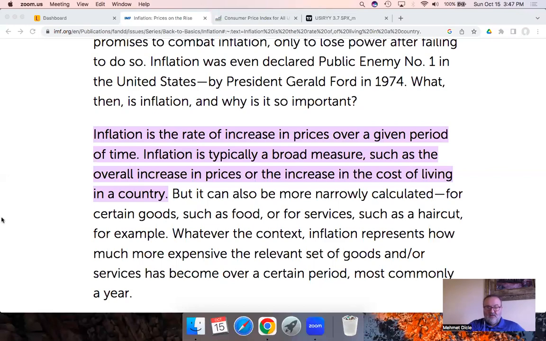So this week we're talking about the relationship between interest rates, inflation, and the exchange rates. So I have the IMF website that defines inflation. We discussed this in class a little bit. Inflation is the rate of increase in prices.